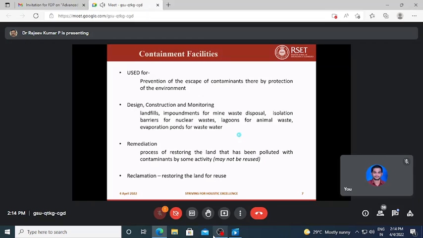Contaminated beaches and land in the Gulf region during the Gulf War, all those areas were reclaimed, treated, and reused.